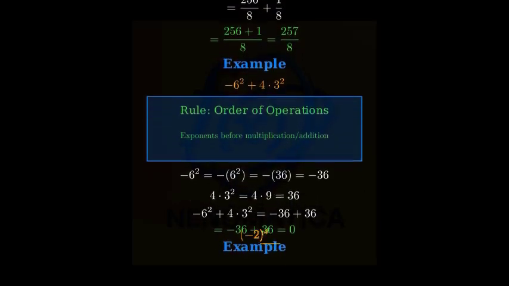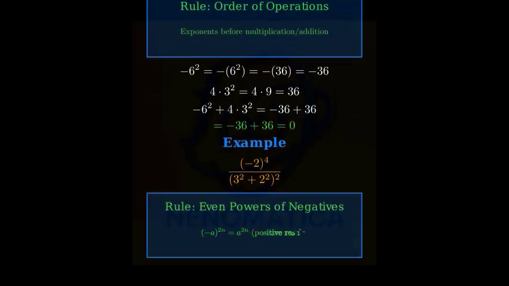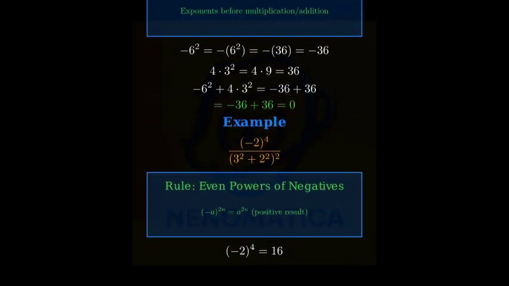Let's tackle our third example, which is a more complex fraction. We have negative 2 raised to the 4th power, divided by the square of the sum 3 squared plus 2 squared. Let's start with the numerator, negative 2 raised to the 4th power. When we raise a negative number to an even power, the result is always positive. So negative 2 raised to the 4th power equals 16.